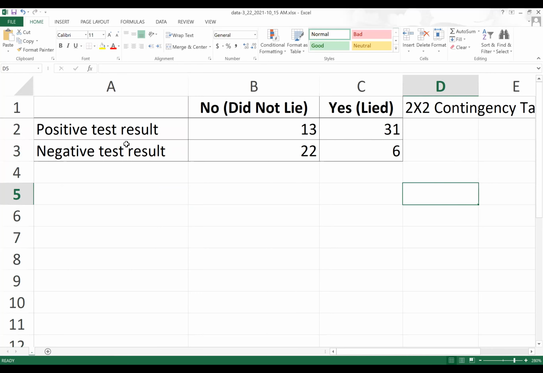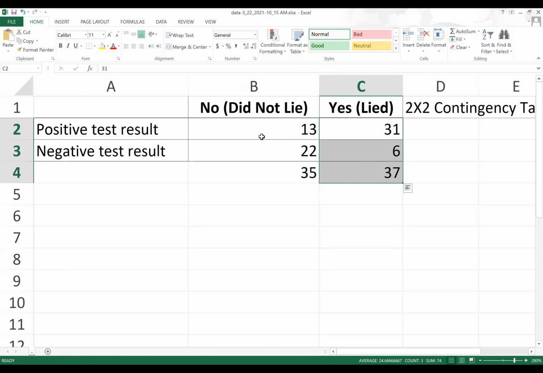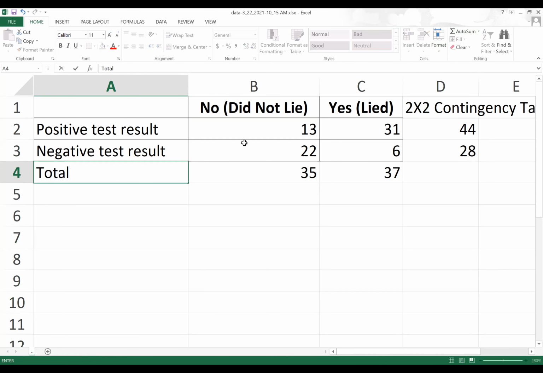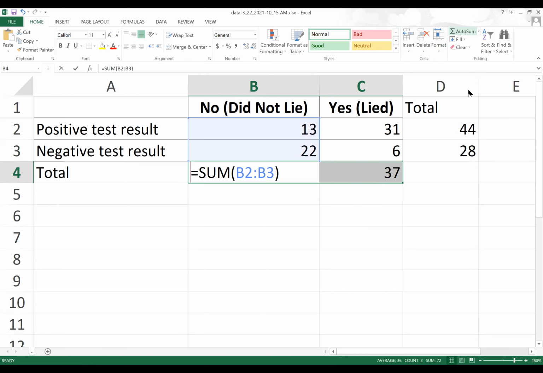Because we have 2 rows and 2 columns. And here we just want to figure out how many of them lied, right? So 37 of them lied out of the total. So let's come up with the total. Sum of this, we get 35, sum of that, we get 37. If you get the sum of this, you get the total positive test result. Sum of this, you get the total negative test result. I guess I would just change this to total. And then the total people they surveyed should be 72 people, right? That should be the case.